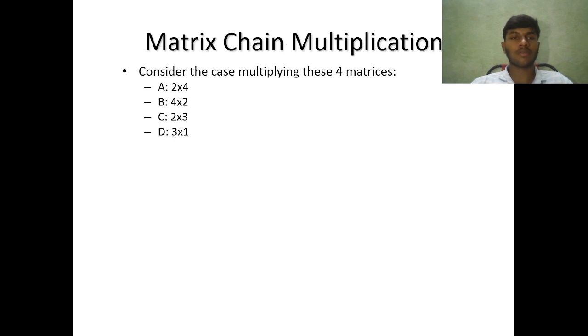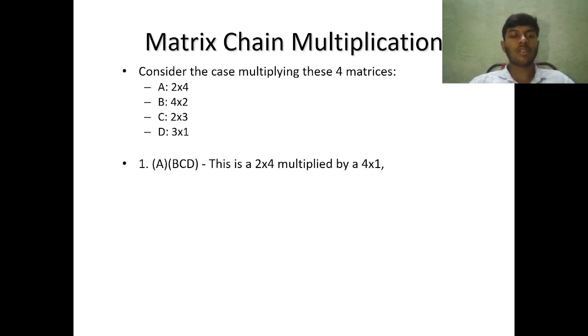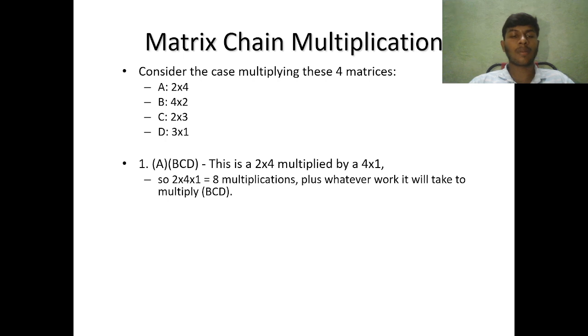One other point to notice is that you have to account for the minimum number of multiplications in each of the two products. Consider the case of multiplying these four matrices: A is 2 by 4, B is 4 by 2, C is 2 by 3, and D is 3 by 1. A is multiplied with BCD. This is 2 by 4 multiplied by 4 by 1. So 2 into 4 into 1, that is 8 multiplications, plus whatever work it will take to multiply BCD.